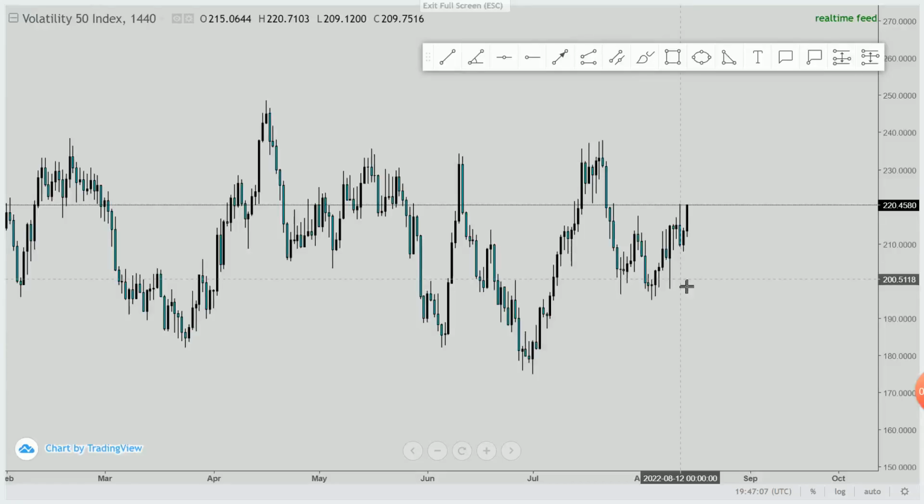Welcome to this week's market overview of a few synthetic indices and a few currency pairs as well. We're just going to have a look at the bias for this week, what we are likely to expect from the market. So we're going to start off with VIX 50 on a daily time frame.